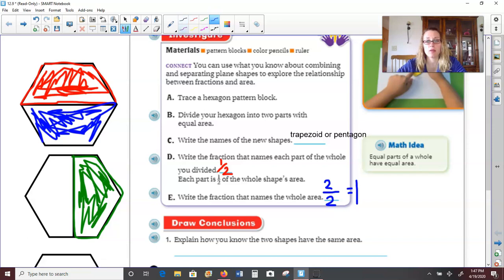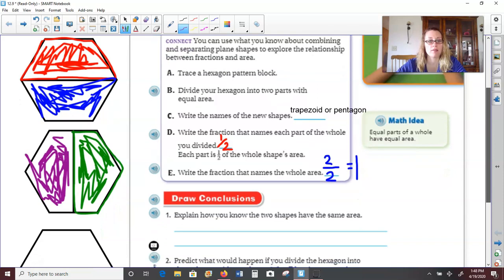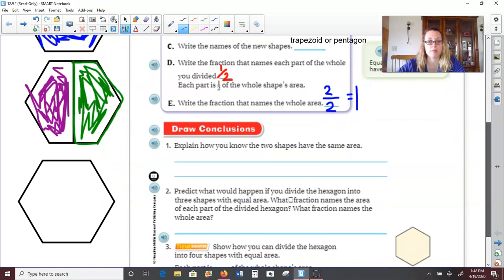And the same would be true if I scribbled in the other half of this hexagon where we made two pentagons. If I said half of the hexagon is purple and half of it is green, I still have 2 halves to create the whole shape. So we're going to look at a lot of different fractions within our shapes today.